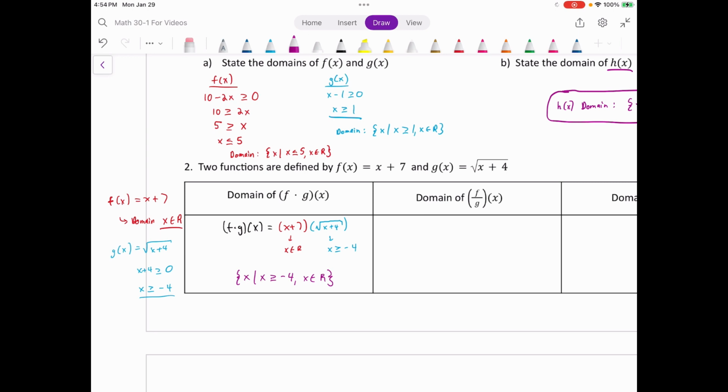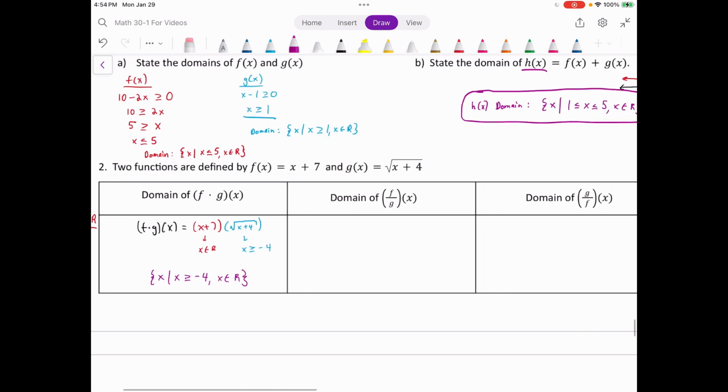Now, what about f over g of x? Let's take a look at that. f over g of x. This might give us a new restriction because we're dividing by one of our functions. So let's visualize it here. f over g of x is going to be f, which is x plus 7, over g, which is the square root of x plus 4.